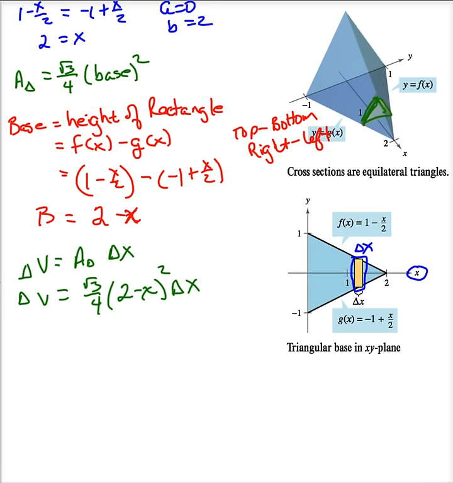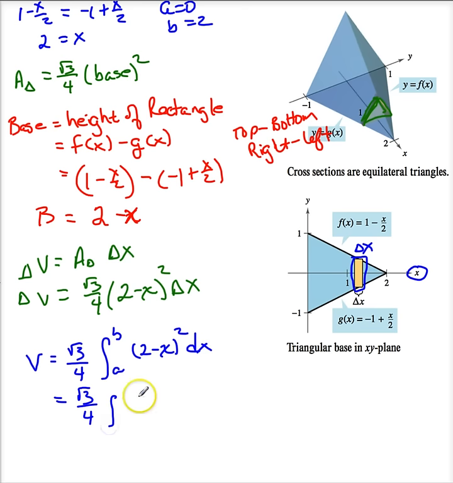Of course, the next step, we want to add them all up. The volume itself is going to be the square root of 3 divided by 4 times the integral from a to b of, you could go on and put this all in one step. I messed up. It's always okay to show an extra step. So this is going to go from 0 to 2 of 2 minus x quantity squared dx.